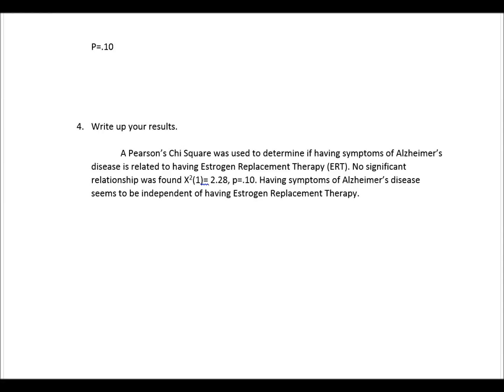Well, there you go. We've computed the chi-square and found out that there's no relationship between having symptoms of Alzheimer's disease and having estrogen replacement therapy.